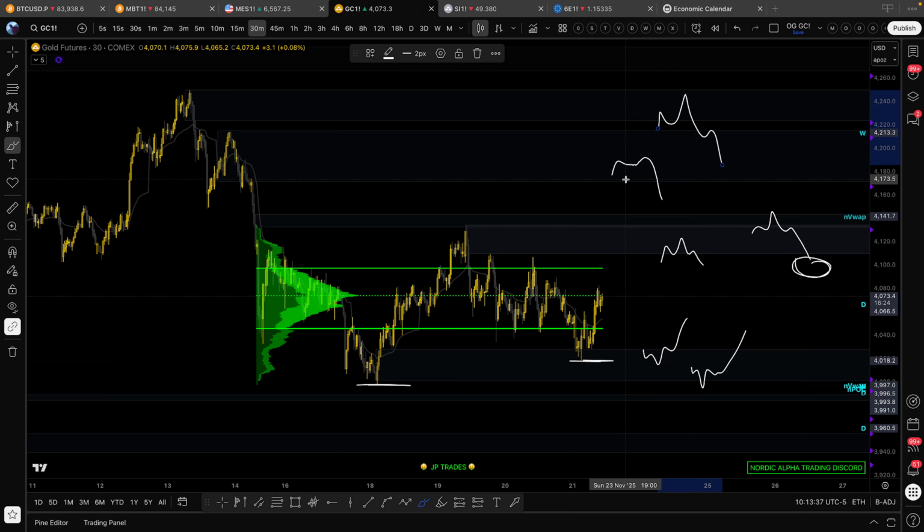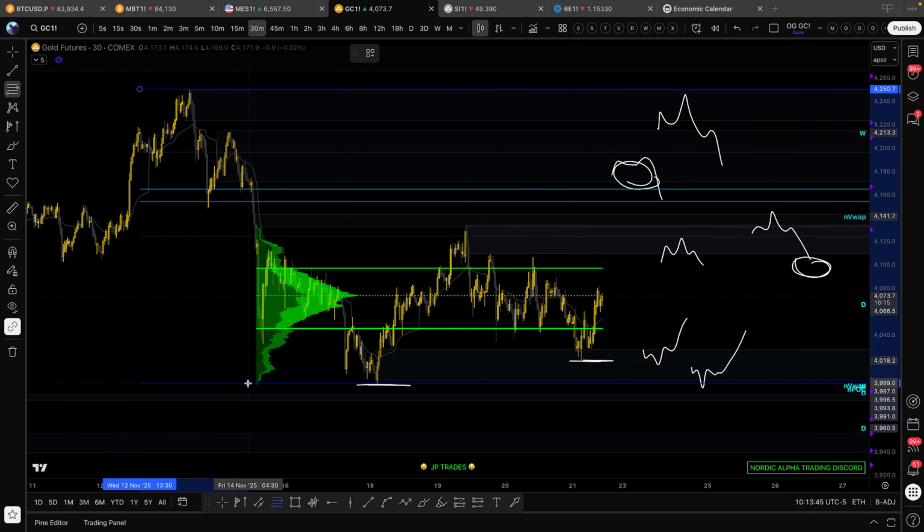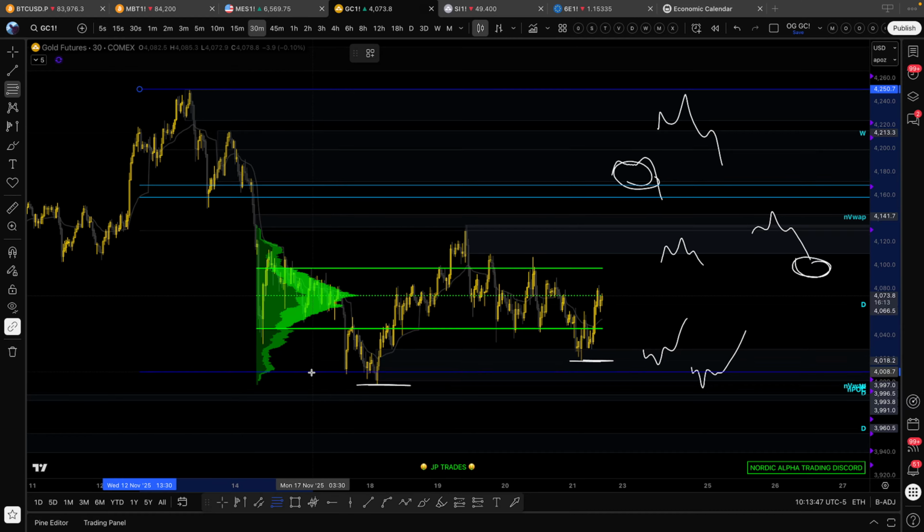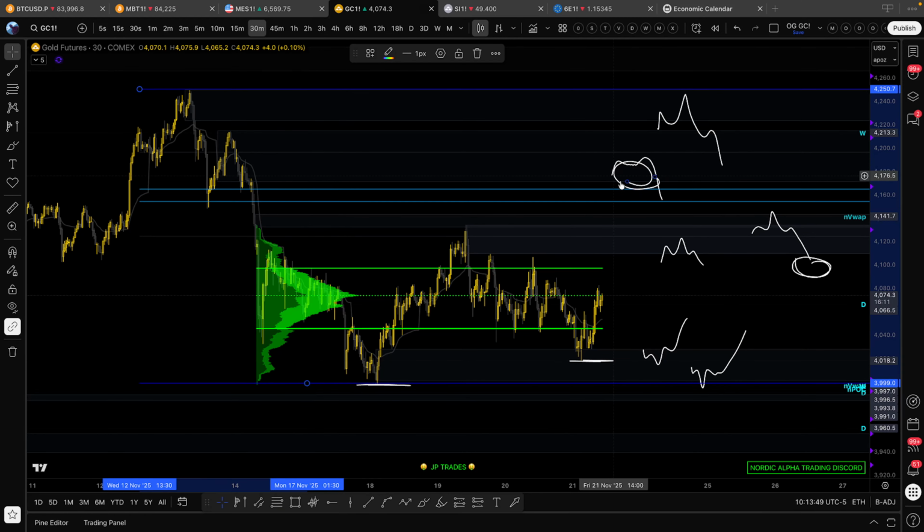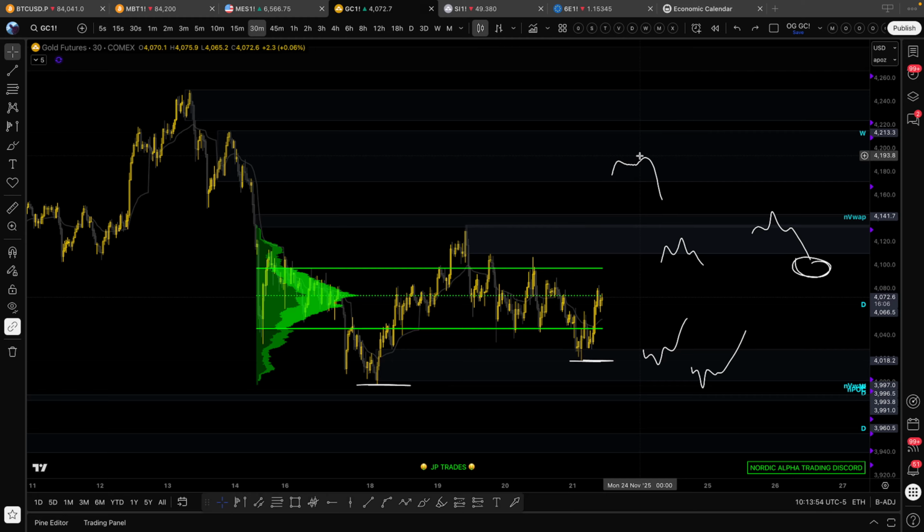However, I would suspect this one right here would be a very, very nice setup. And this would probably end up being more of a swing setup than anything. But you do have the golden zone right in this order block right here. So that's something I'd pay attention to.